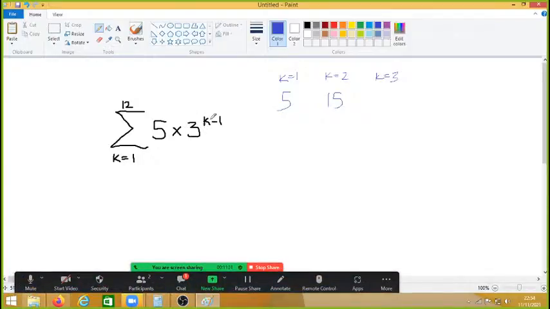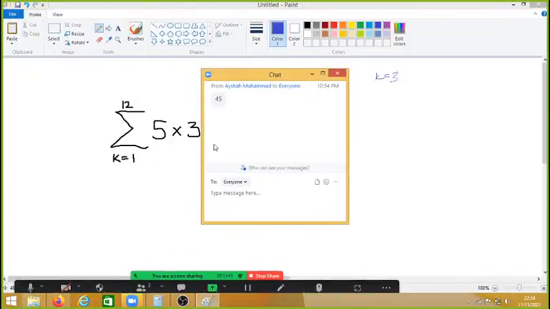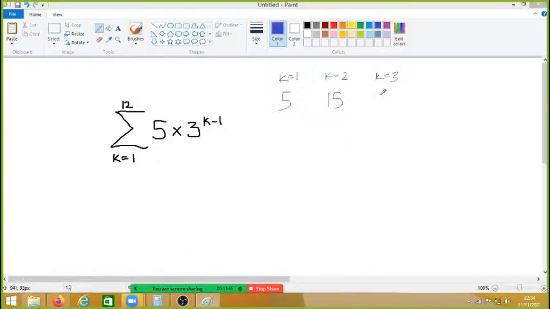That was very fast, inshallah. So here the k would be 3. So you did 3 take away 1 is 2. So you're thinking 3 to the power 2. 5 times 3 to the power 2. 3 squared is 9. So 5 times 9, what did you get? 45. Very good. 5 times 9 is 45.